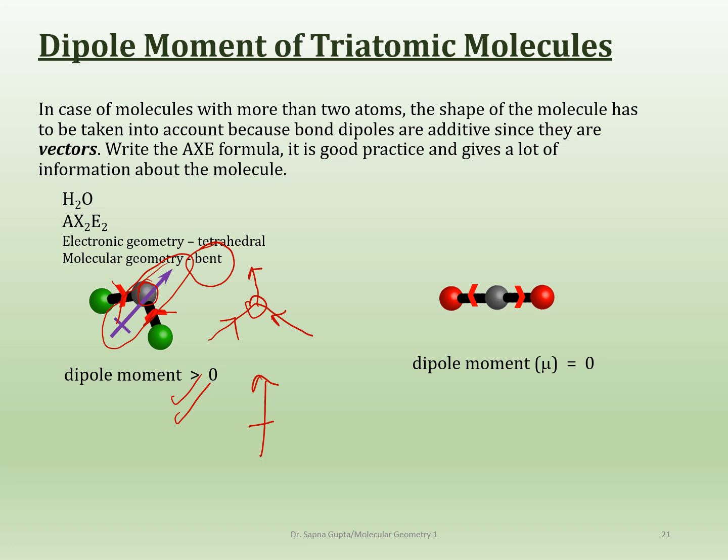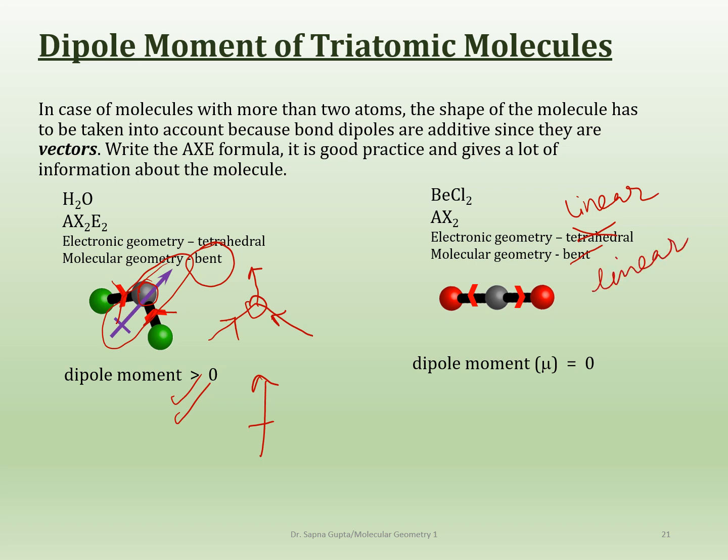Okay, the next molecule that we have here is BeCl2, which has an AX2 geometry. So Be is in the middle and Cl is on either side. And so in this case, this is linear, and then the molecular geometry is also linear. So if both of them are linear, then the bond angle here is 180, right? If it's 180, then they're completely opposite each other. And so chlorine here is pulling electrons towards itself, but Be cannot move anywhere because both of the chlorines are pulling equally, okay, on either side.